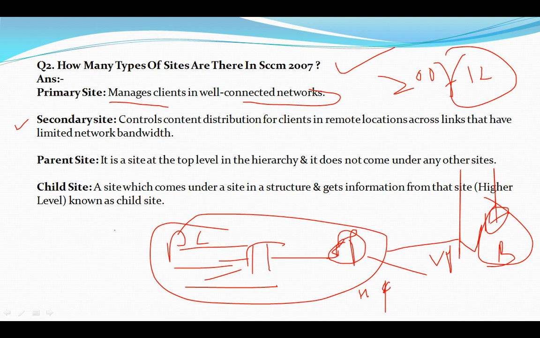So the meaning is very simple, just like your forest domain or simple domain. If you have a forest domain, that forest will be at the top of the hierarchy. Similarly, the parent site will be on the top, and the child site will be taking information from your higher level, your parent site. It could be a parent site or primary site. So this is known as the child site.